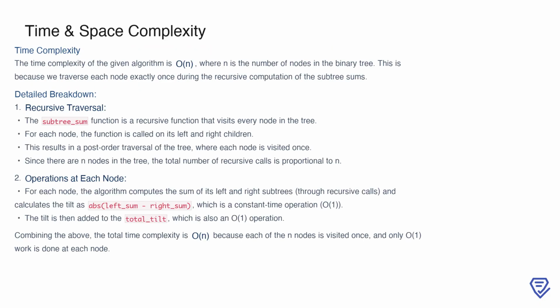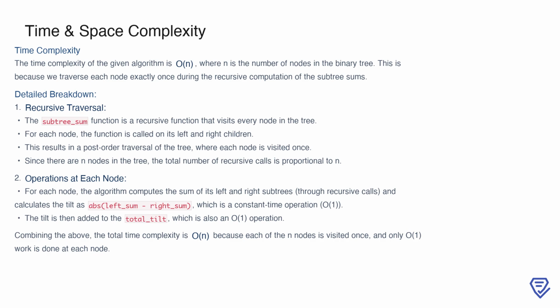The time complexity of this algorithm is O(n), where n represents the number of nodes in the binary tree. This is because the algorithm involves traversing each node exactly once during the recursive computation of subtree sums. Let's break this down further.